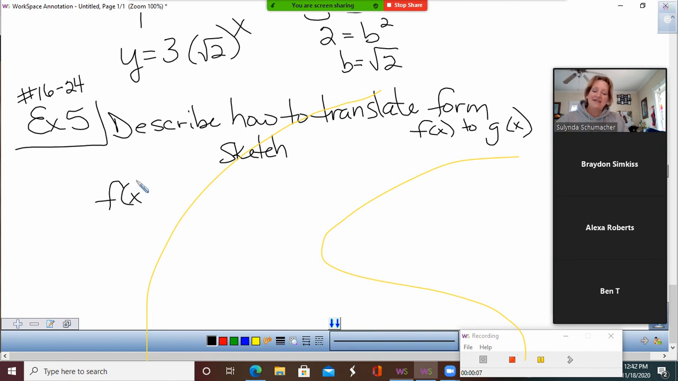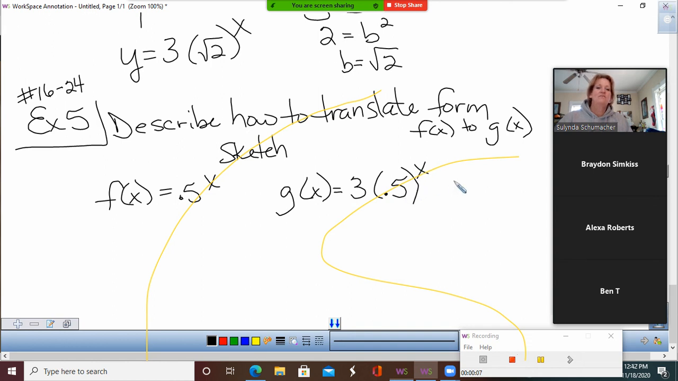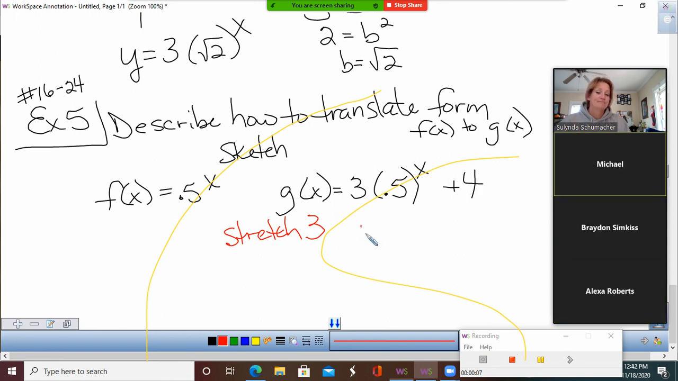So if f of x is 0.5 to the x and g of x is 3 times 0.5 to the x plus 4, I just want you to describe the transformation. So what does the 3 do here? Yeah, we get a stretch of 3. And of course, everything else the same except plus 4 at the end. What's that do? A 4, absolutely. One more and I'm done.